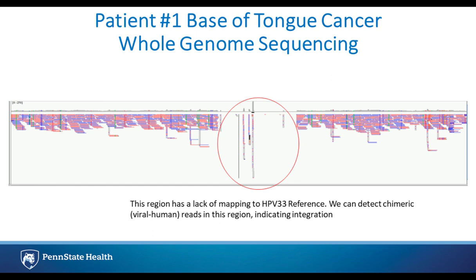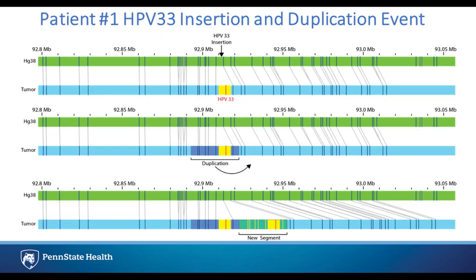Now, looking at the whole genome sequencing of this is mapping actually to the HPV-33 reference. So although it only accounts for about 10-11% of these cancers, we found one here, and we noted that there are chimeric reads, so these reads that map both the viral and human, that indicate integration into the human genome in this region. Now, based on those sequencing coordinates, we can then go back to the Bionano and look at what this event looks like in very close detail.